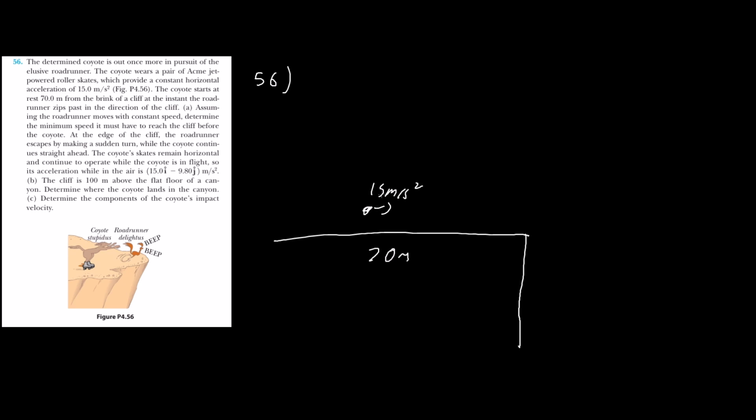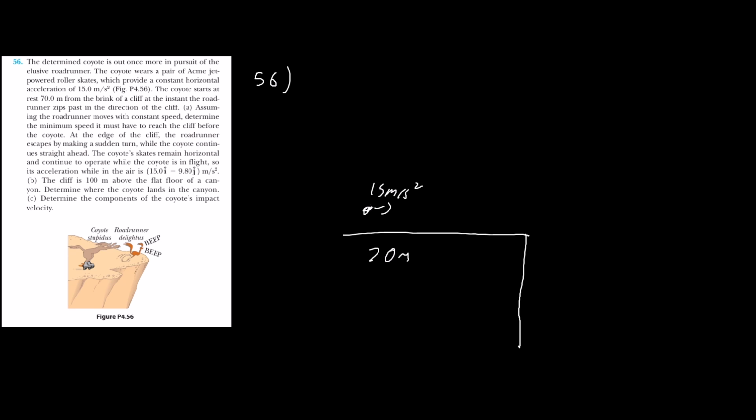Assume the roadrunner moves with a constant speed. Determine the minimum speed it must have to reach the cliff before the coyote. At the edge of the cliff, the roadrunner escapes by making a sudden turn, while the coyote continues straight ahead. The coyote's skates remain horizontal and continue to operate while the coyote is in flight. So its acceleration while it's in the air is going to be 15 meters per second squared in the i-hat direction minus 9.8 meters per second squared in the j-hat direction. So that's basically going to look like a straight line. So let's solve for this.